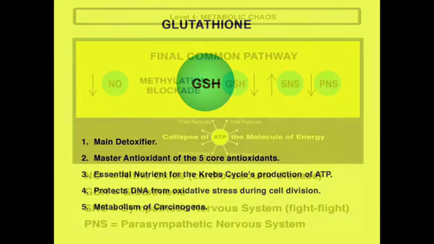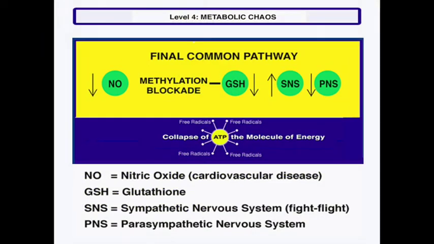A second final common pathway is a shift toward the sympathetic fight-or-flight nervous system, the SNS, and away from the parasympathetic nervous system, or the PNS. The parasympathetic nervous system is activated by things like rest, massage, a walk in nature, or a warm bath. That's what parasympathetic nervous system activity feels like.